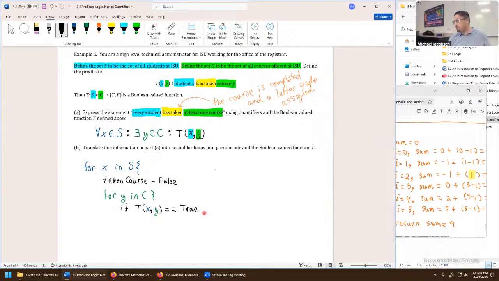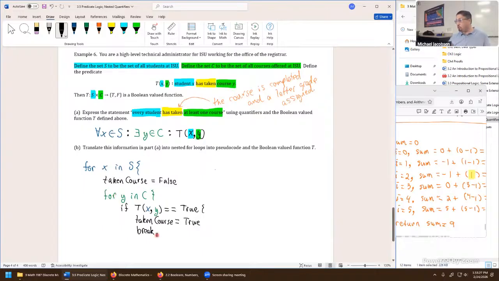So let me say if T of XY equals true, it's an if-then statement. I'll write a basic curly brace here to start the output. Then set taken course. This time we're just going to give it a new value, overwrite the false with a true, and we're done with the for loop. We don't have to keep checking every single course any longer. We could if we want, but we might as well stop, save some compute power, and just break out of the loop.